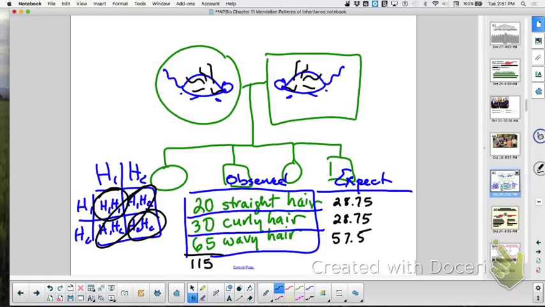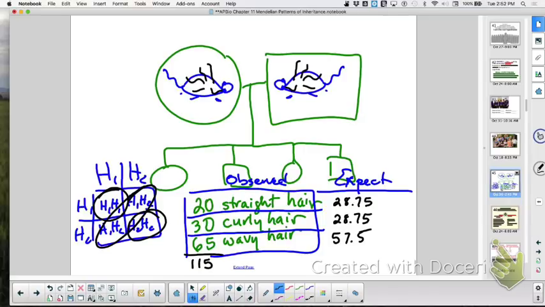Do you need me to repeat what I did? Okay, listen up. If I cross two wavy-haired rats, H1H2 with H1H2, those are wavy, right? H1H1 would be straight, H2H2 is curly, right? So I do the Punnett square. I predict 1 out of my 4, or 25%, would turn out H1H1, which is straight. 25% would turn out H2H2, which is curly. And 50% would turn out to look just like their parents, wavy.